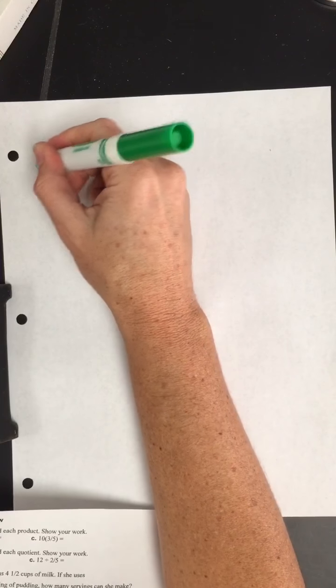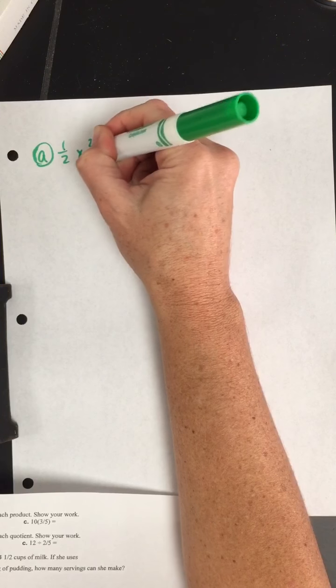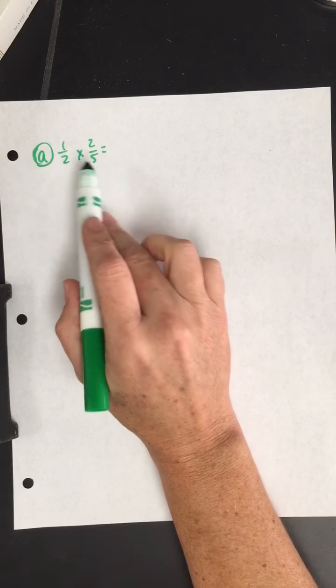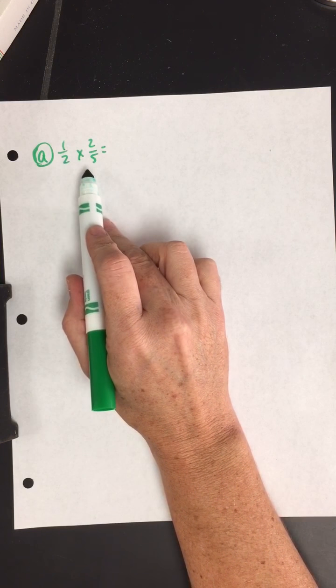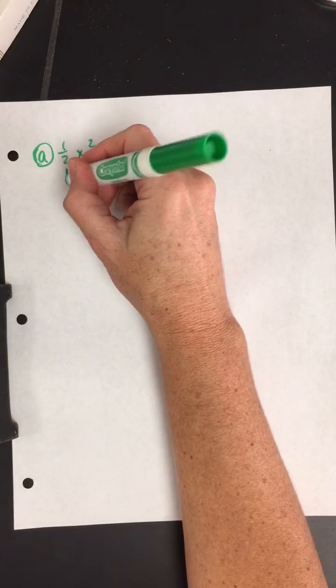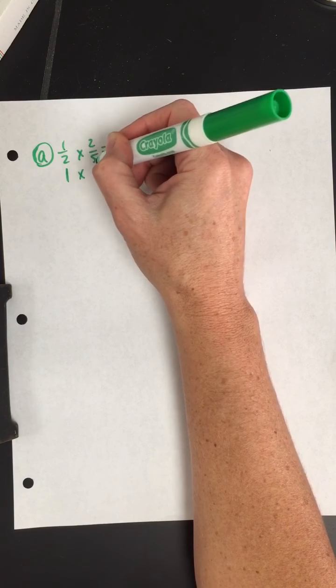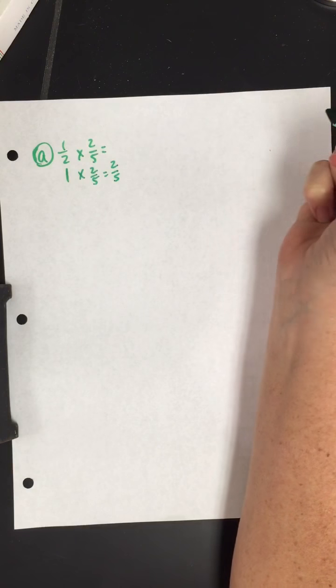A says 1/2 times 2/5. In our class we talked about when we estimate, we round fractions. If the fraction rounds up to 1, we round it to 1. If it doesn't, we leave it alone. 1/2 does round to 1. 2/5 would actually round down to 0, so we're going to leave that alone. So we have 1 times 2/5, which is 2/5.